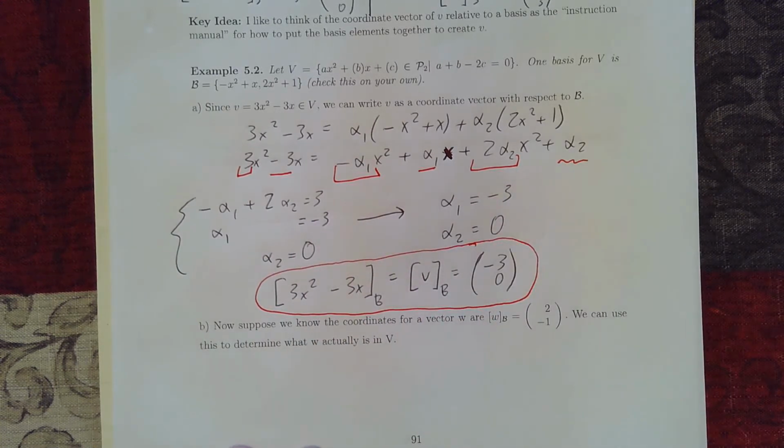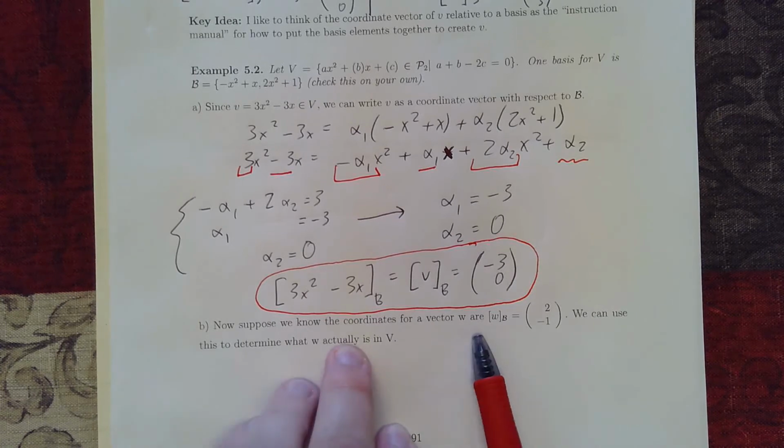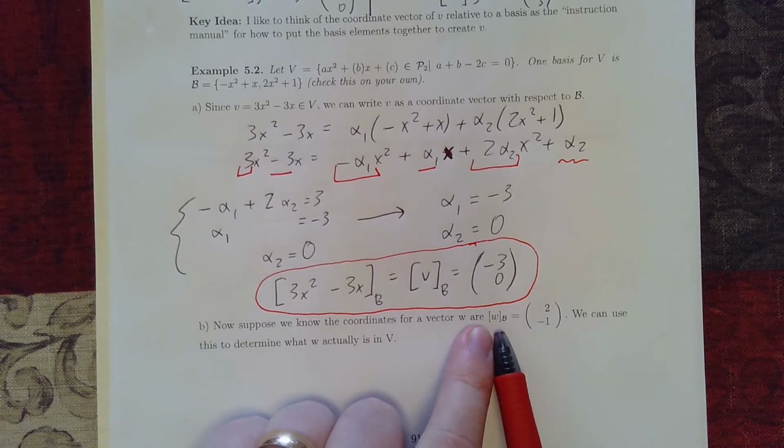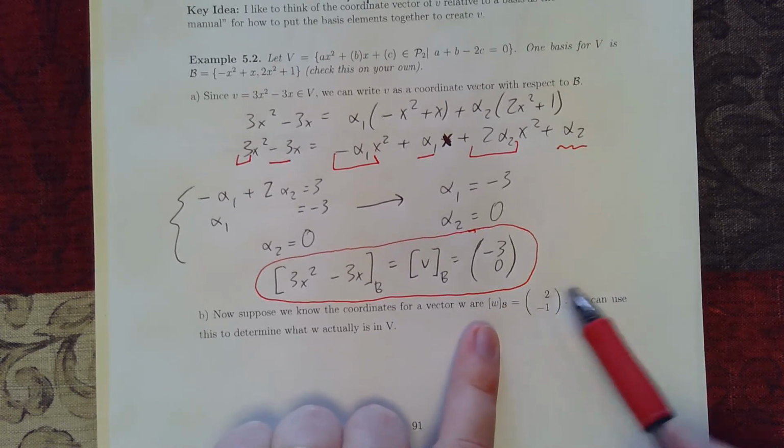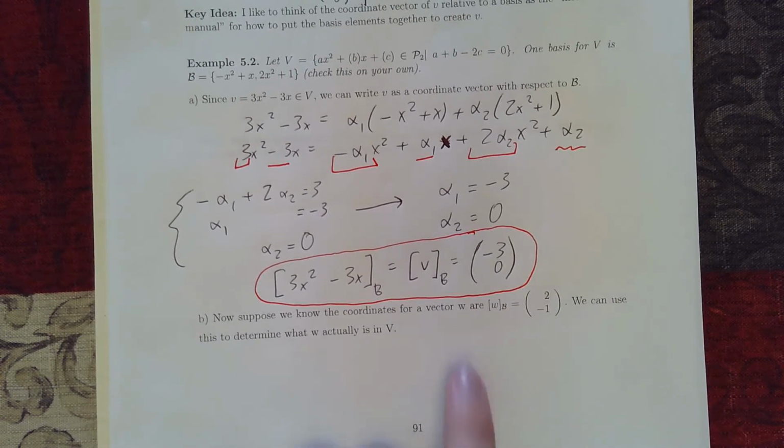So we have our vector now, and that's great. So this is our answer, the first part. Now we also can say that we know the coordinate vector for some vector, and have it with respect to a certain basis, and want to figure out what the original vector was.